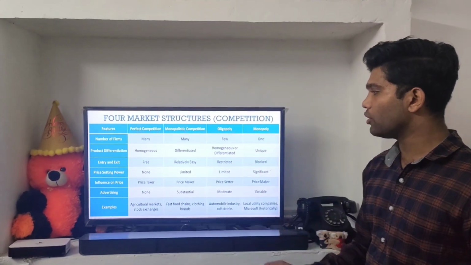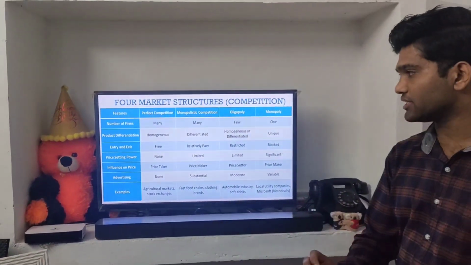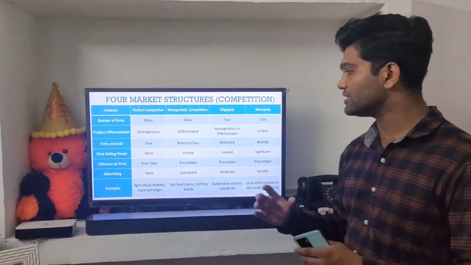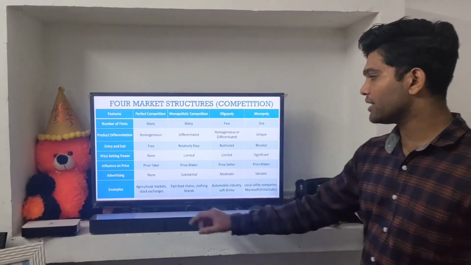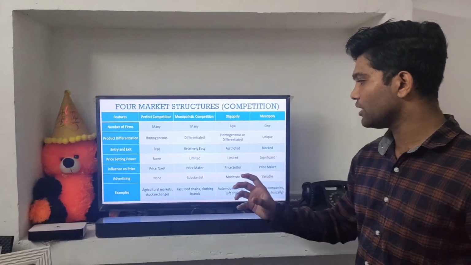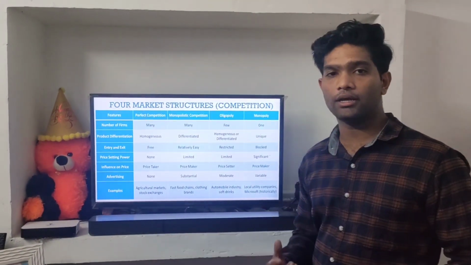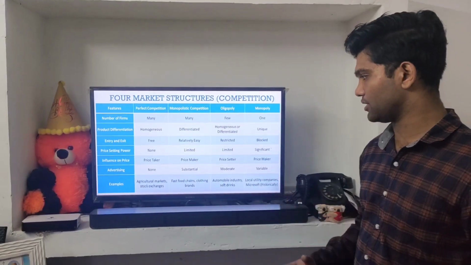And the third one is oligopoly. The firms are few, the products can be homogeneous or differentiated, entry and exit are very restricted, advertising is moderate, and the firms are price setters. We look at oligopoly examples: the automobile industry, network industries, and soft drinks.